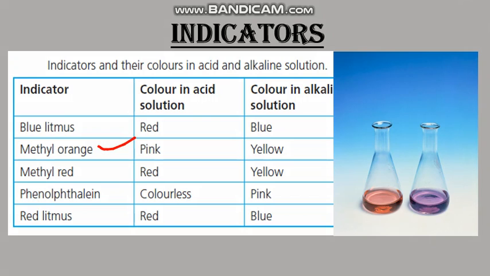Methyl orange turns pink in acidic solution and turns yellow in alkaline solution. Methyl red remains red in acidic solution but turns yellow in alkaline solution. When we pour some drops of phenolphthalein in acidic solution, it shows no change. But when we pour some drops of phenolphthalein in alkaline solution, it turns light pink. Red litmus remains red in acidic solution but turns blue in alkaline solution.